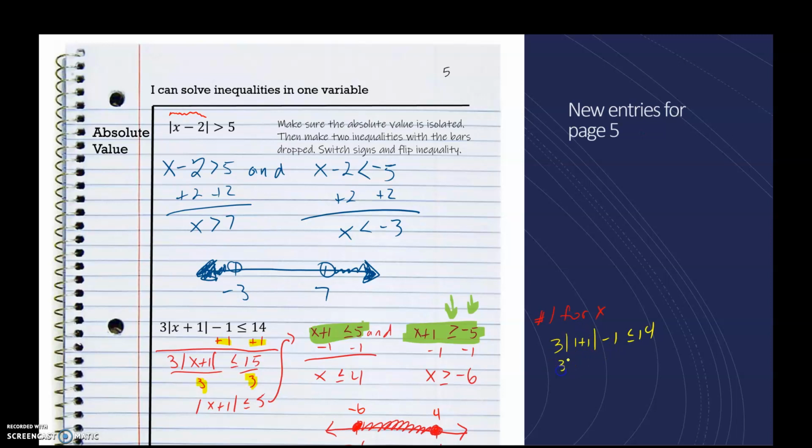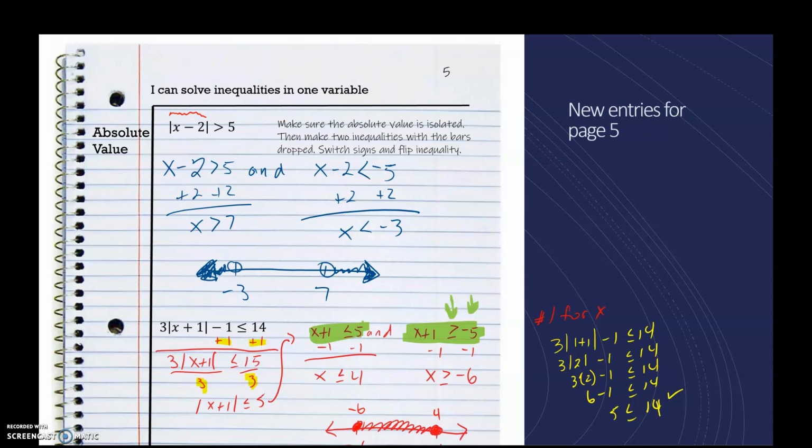So let's see what we get over here. This becomes 2 minus 1. Absolute value of 2 is 2, so this becomes 3 times 2. That becomes 6 minus 1, and that's 5. And that is true. 5 is definitely less than or equal to 14.